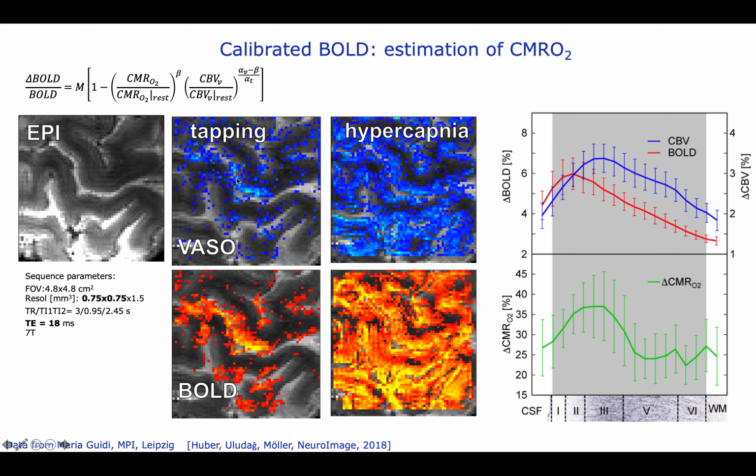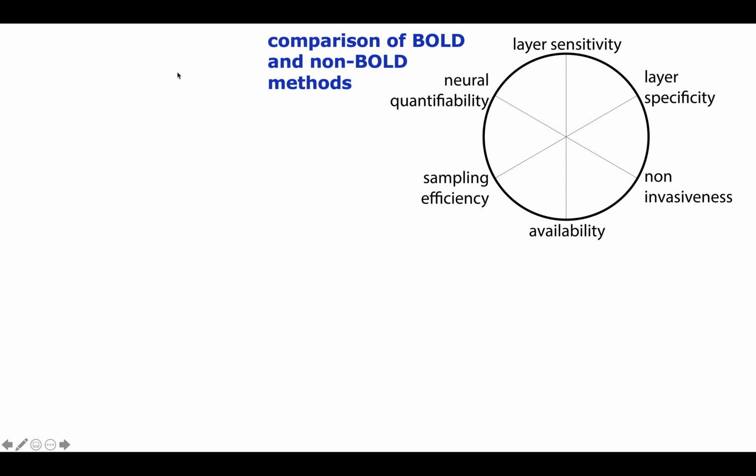For tapping here, in the motor cortex, we see that for VASO and BOLD, there are signal changes mostly in the hand knob, whereas for hypercapnia, the gas calibration challenge, everything opens up. All the vessels dilate and it gives us some sort of vascular activity map. Combining all these four measures together in this equation gives us estimates of CMRO2. It's still debated and under investigation how well these model assumptions really hold in a layer-dependent submillimeter regime.